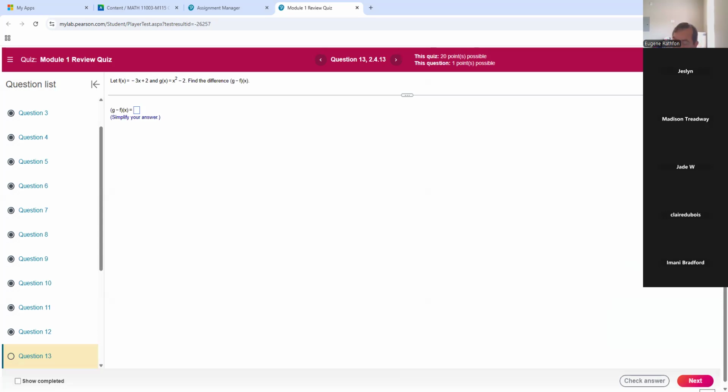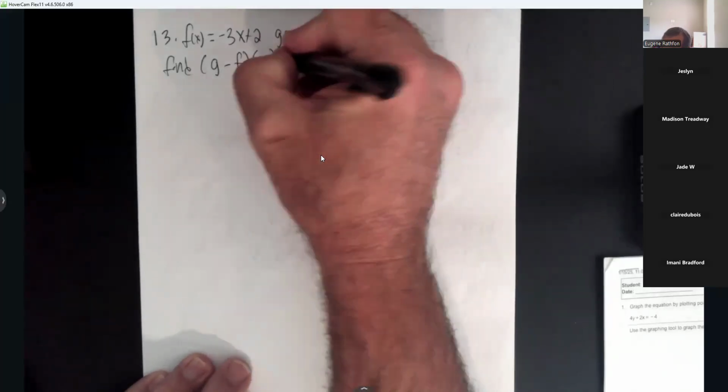All right, so this one's subtraction. So let's see. f of x is going to equal negative 3x plus 2. g of x equals x squared minus 2. Look what they want me to find. They want me to find g minus f of x. So they didn't give us a number on this one either, okay? Now, I get a few of y'all on this one because of the subtraction. So y'all, let's see what we got to do.